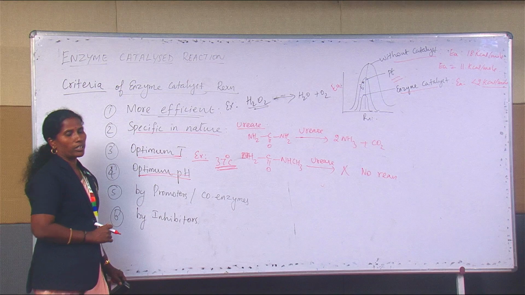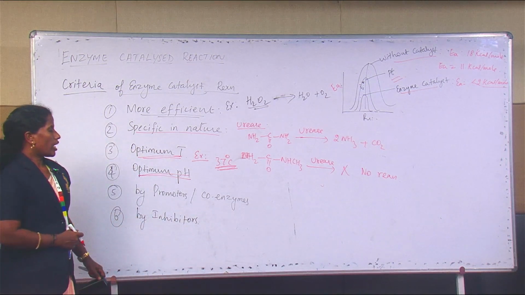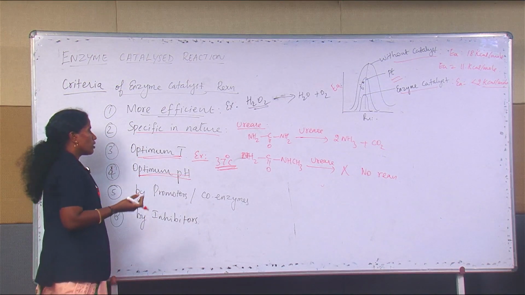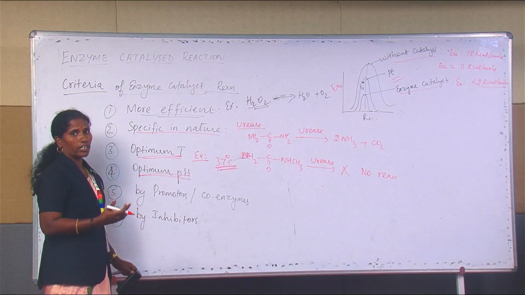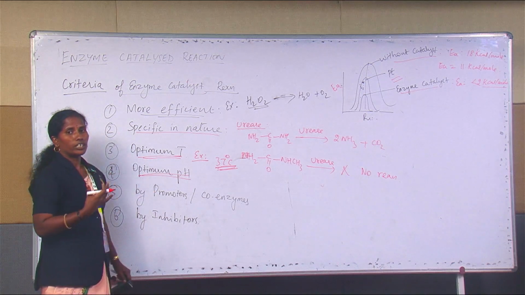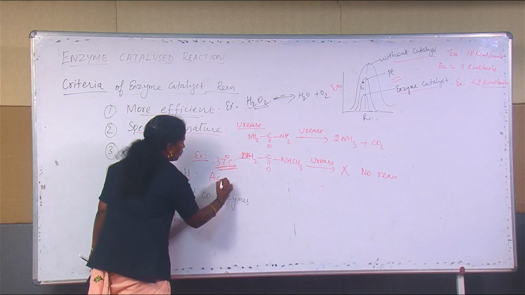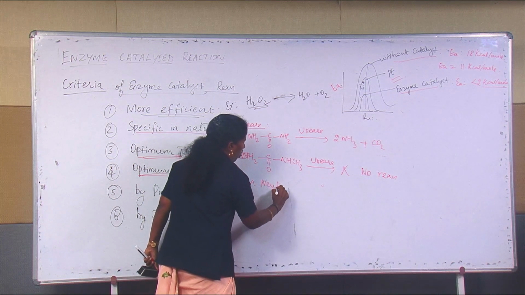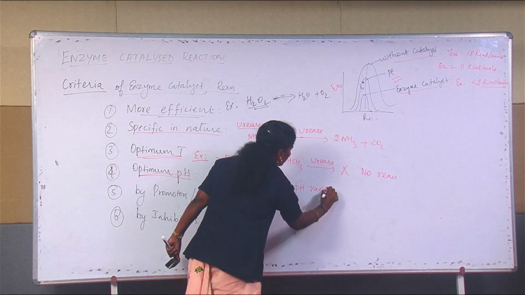Next, optimum pH. The enzyme catalyst reactions are very high at a particular pH. If the pH value changes, either lower or higher, the enzymes are denatured. That means maximum enzymes are active in a neutral pH range.